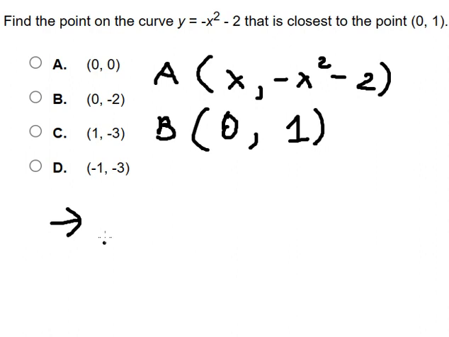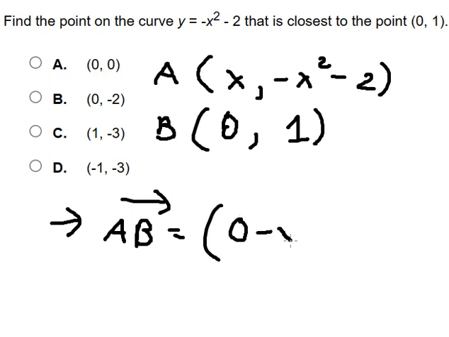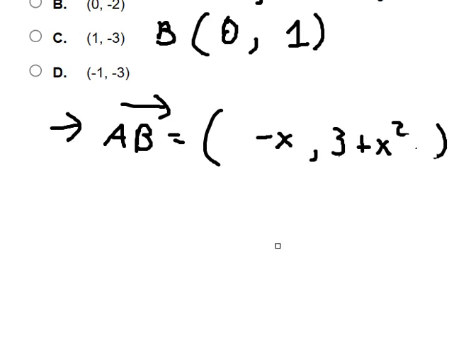Later we need to find vector AB, that is 0 minus s, 1 minus this one. So negative with negative we have positive s squared. Negative with negative we have positive 2. So 1 plus 2 we have 3. This one we can simplify like this.